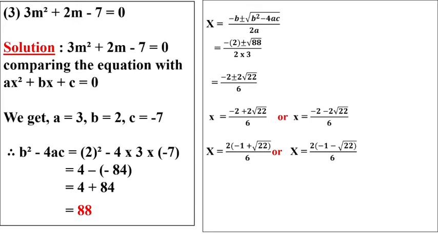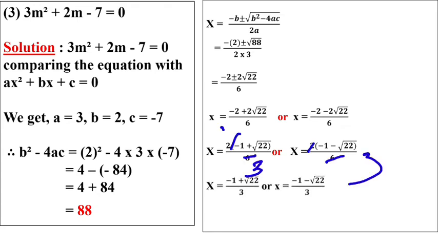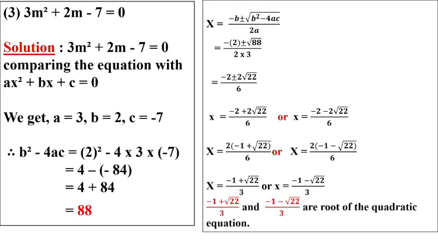Same way we'll do the next one also. Now 2 1 is 2, 2 3 is 6, 2 1 is 2, 2 3 is 6. So here we get minus 1 plus under root 22 upon 3, minus 1 minus under root 22 upon 3. These two are our root of the quadratic equation.